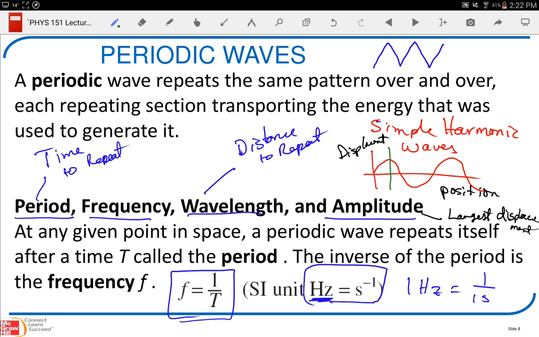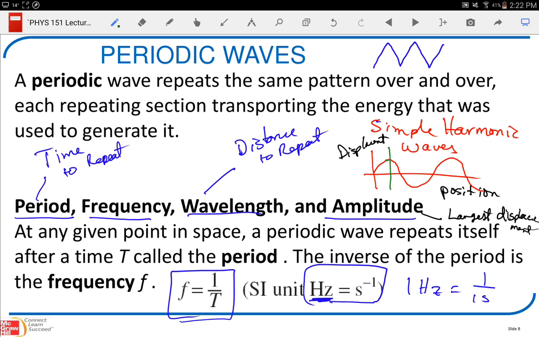Is it 0? Is it about half of maximum? Is it full maximum? Is it negative half maximum, negative full maximum? What would it be? It's at the maximum. What do we call the maximum displacement? Amplitude. So I'm at its maximum now.